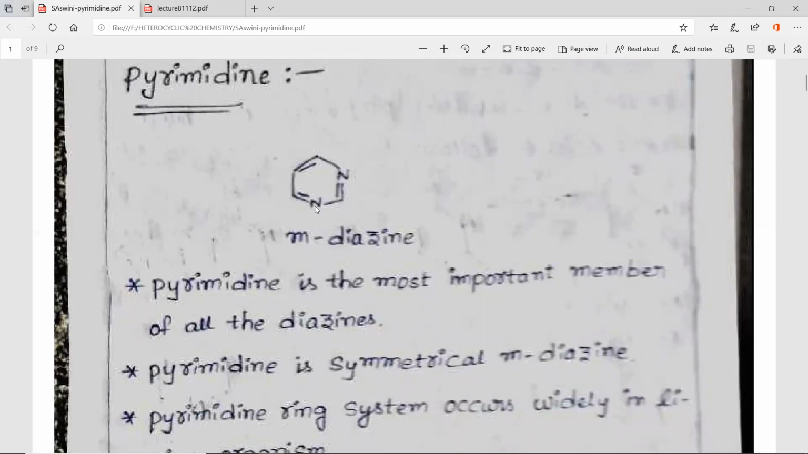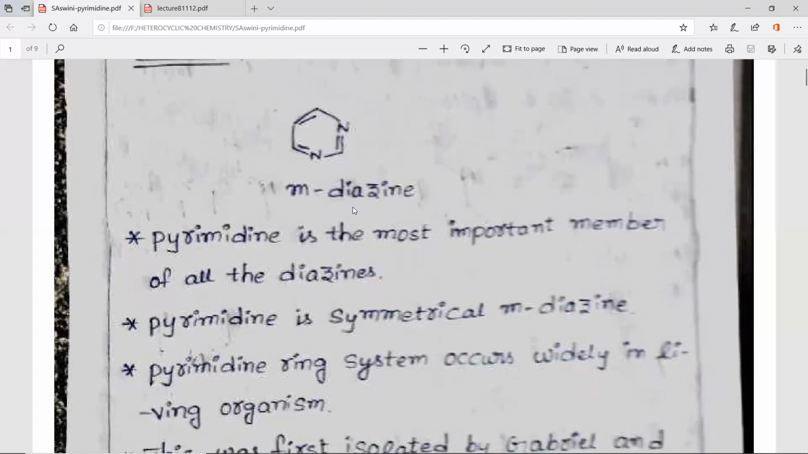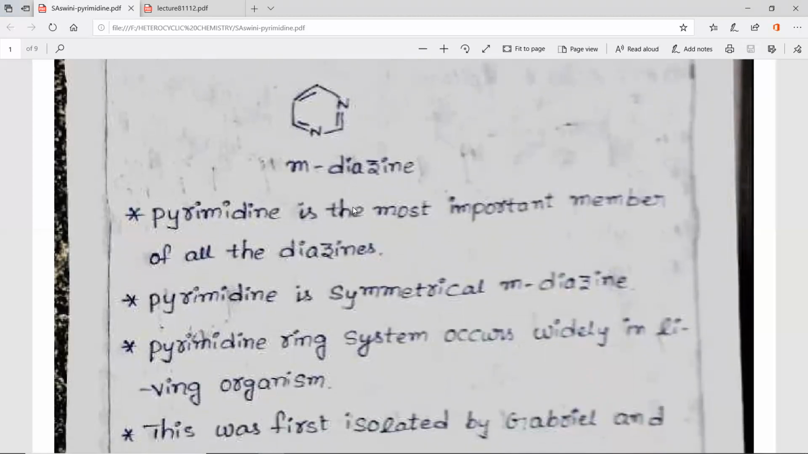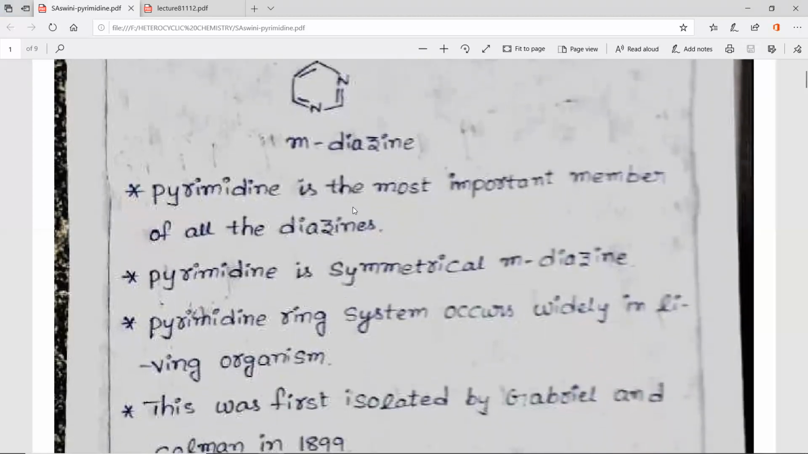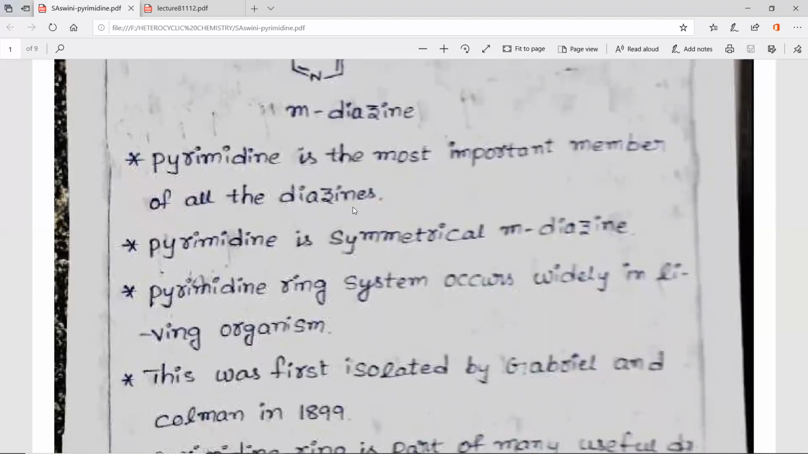So pyrimidine also contains two pyridine type of nitrogens. However, it is less basic compared with the pyridine. Pyrimidine is the most important member of all the three diazines: 1,2-diazine, that is pyridazine, pyrazine, and pyrimidine. So pyrimidine is more important compared with pyridazine and pyrazine. Pyrimidine is a symmetrical diazine.